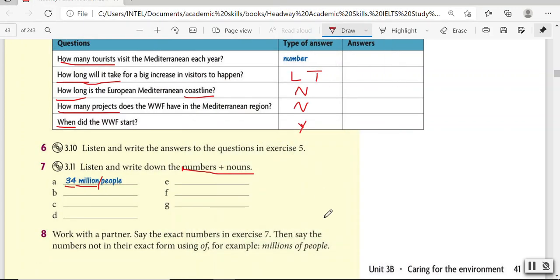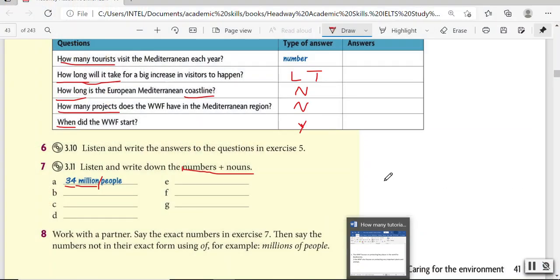3.11. A, 34 million people. B, 9,000 plants. C, 350 projects. D, 5 million cars. E, 2,725 flowers. F, 392 bicycles. G, 76 million trees.